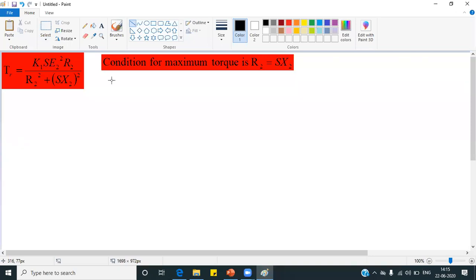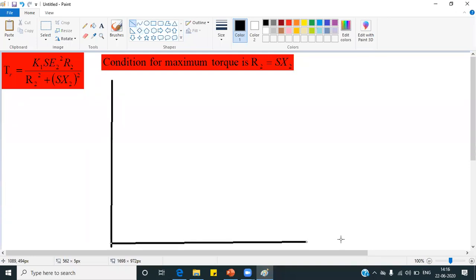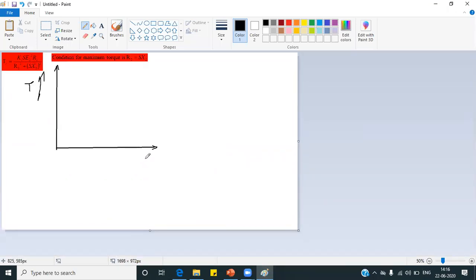If it is on a blackboard, in a normal class, it would be much easier, but this is somewhat difficult to explain over here. That's why I'm using Paint. So this is the torque slip characteristics. Now on the y-axis, let's consider torque, and on the x-axis, we have to consider slip.